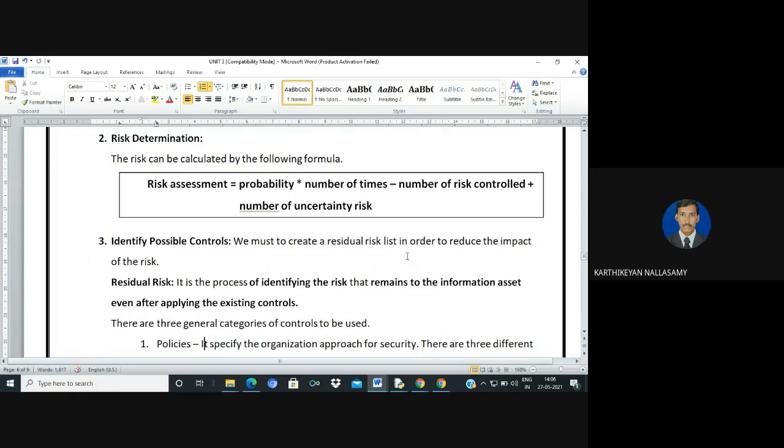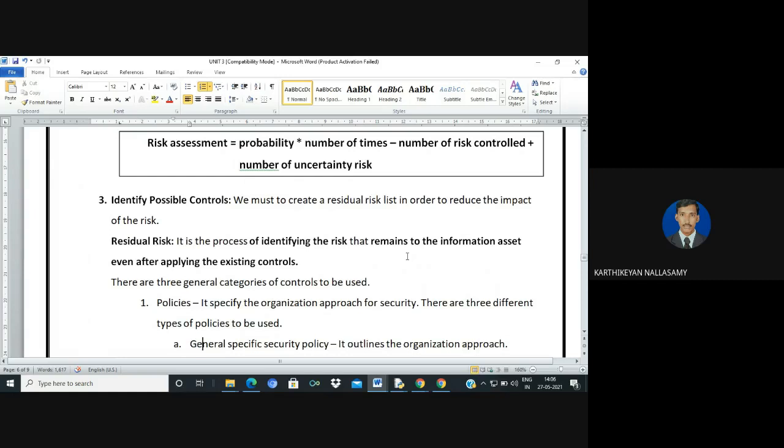So residual risk is the process of identifying the risk that remains to the information even after applying the existing control. That is called residual risk. Even if we identify different kinds of control methodologies, some risk cannot be controlled. That comes under residual risk.